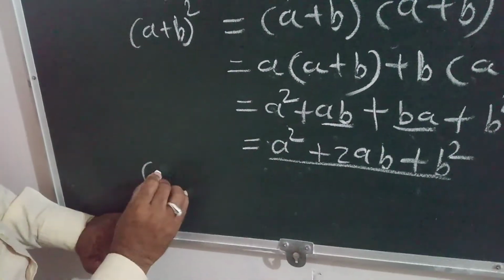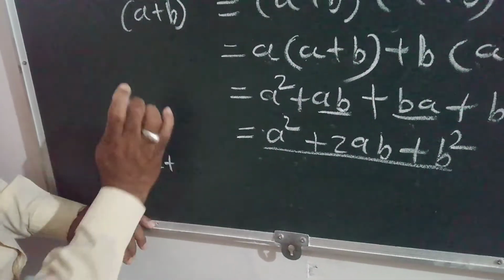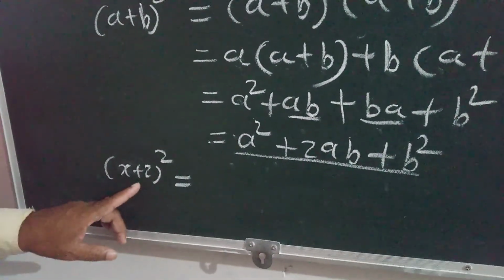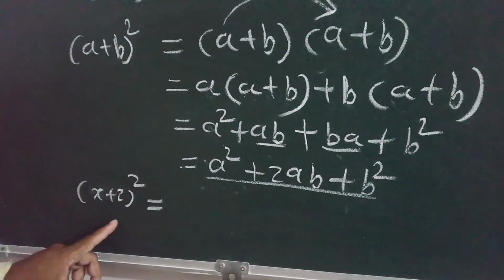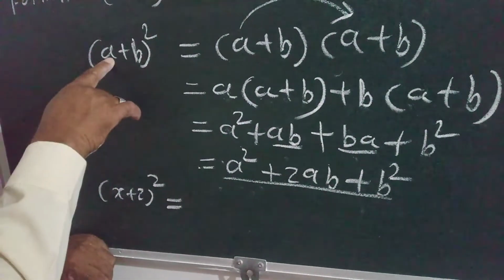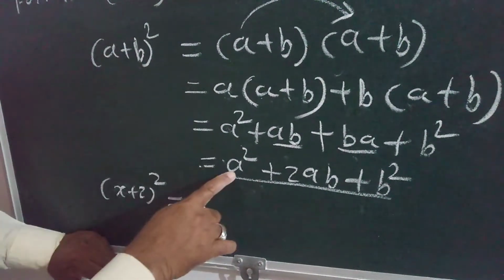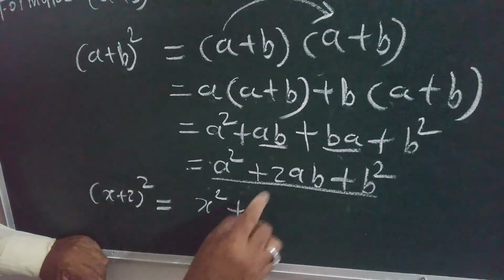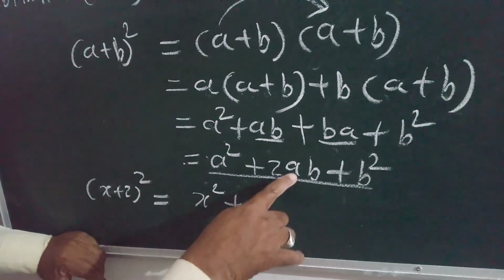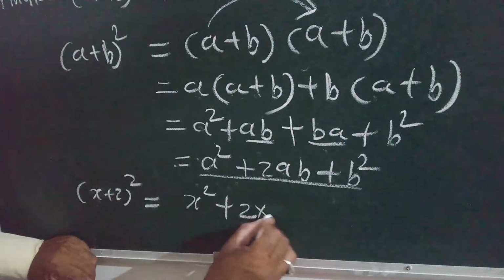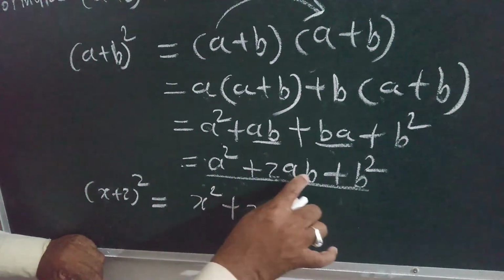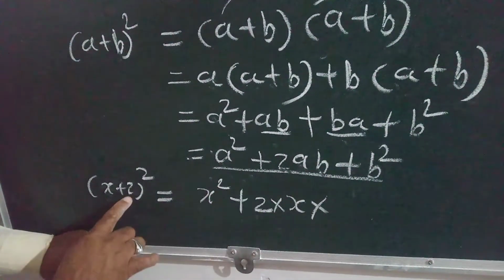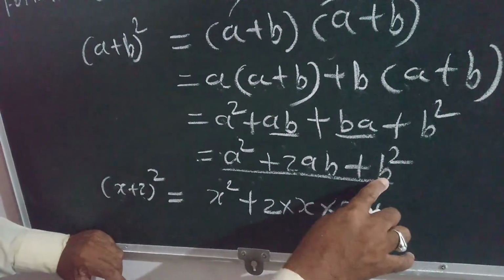The example is (x plus 2) whole square equal to. We will solve this example using this formula. x means a and 2 means b. So a square means x square. Plus 2 is here, so we write 2, and it is in the form of multiplication, 2 into a into b. So we write a as x, into b, which means 2, plus b square means 2 square.